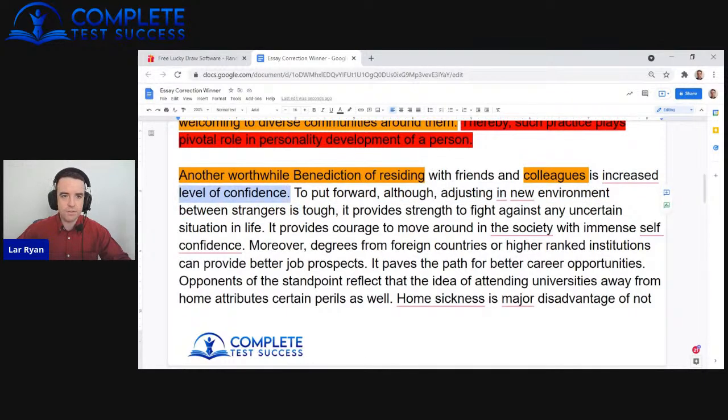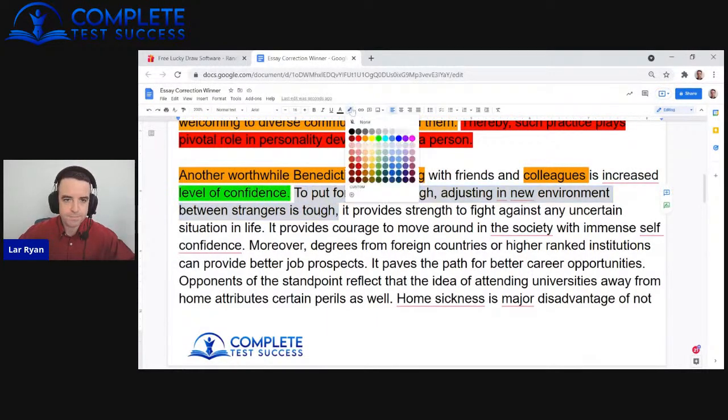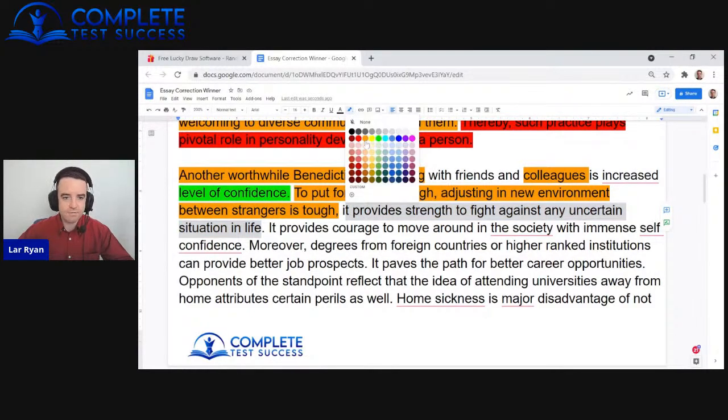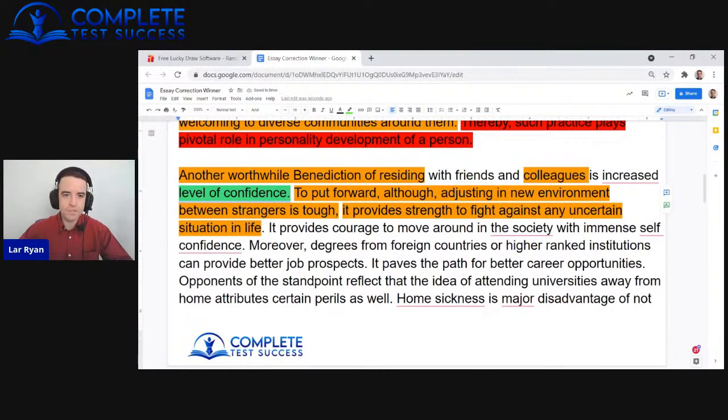So you said this is what you're going to talk about in your introduction and again in the topic sentence here. So you need to tell me, how does that happen? How does somebody living away from their parents get more confidence than somebody living with their parents? So this part here is irrelevant. "It provides strength to fight against any uncertain situation in life." This seems like you're trying to describe what the word confident means. I don't need an explanation of what confidence means. I need an explanation of how moving away from your family home to study in university improves your confidence. So that's what I need.